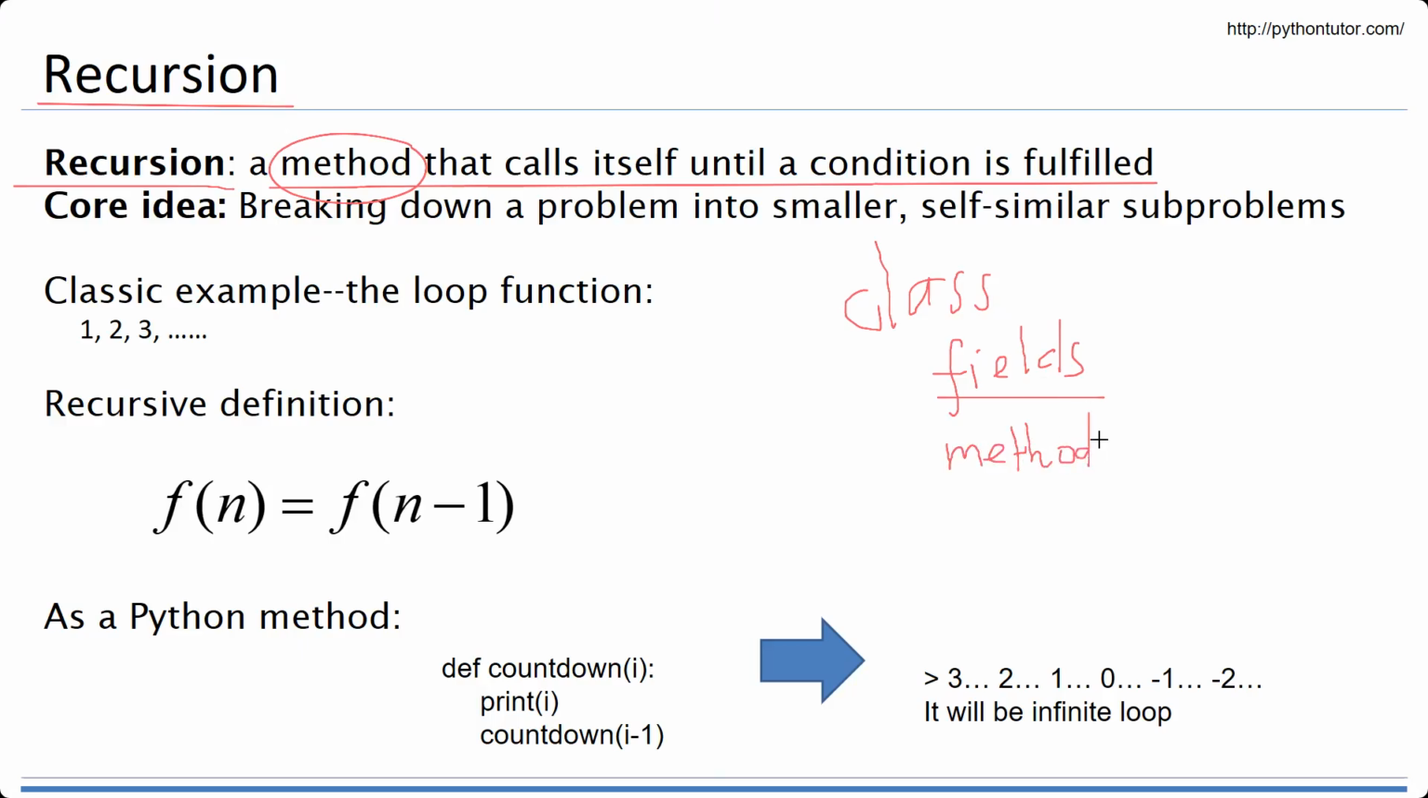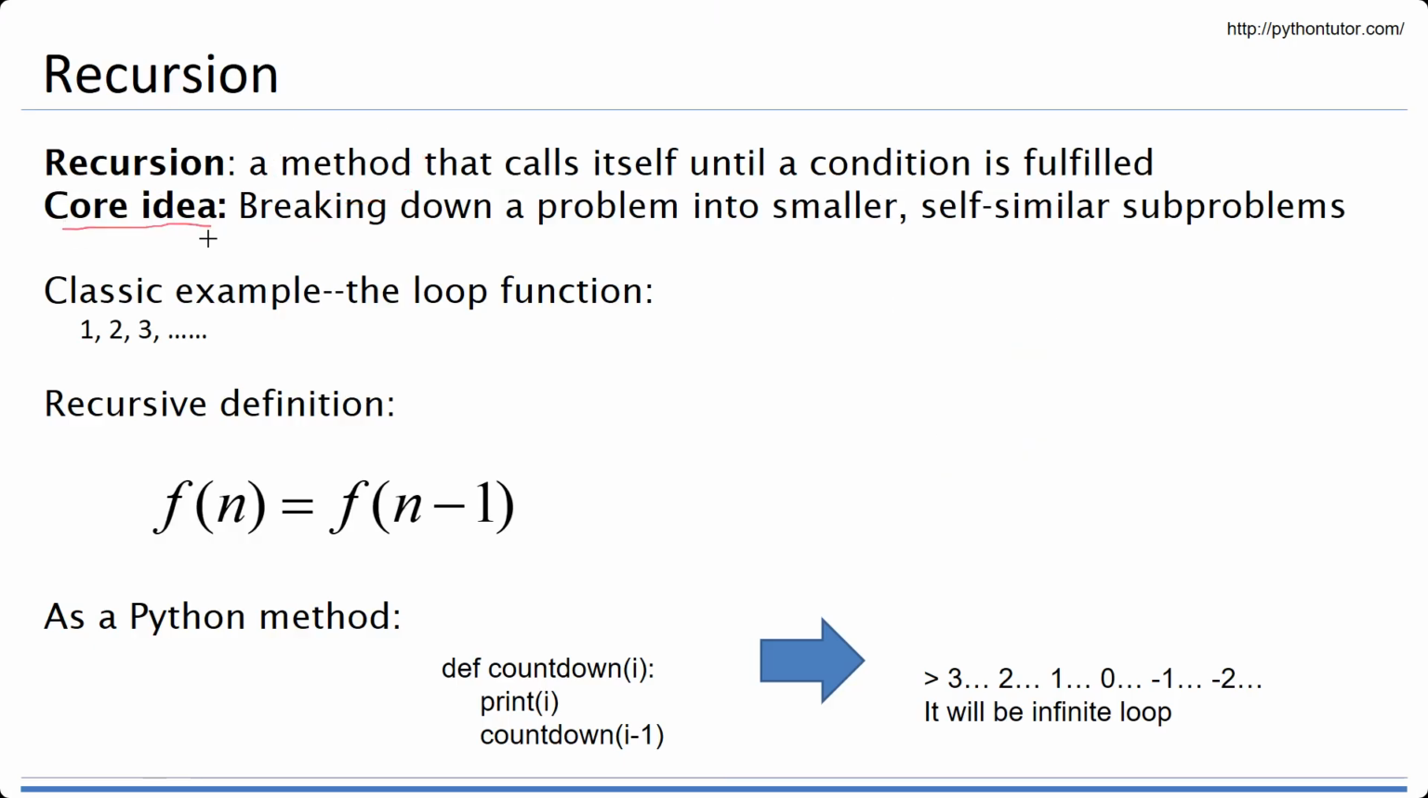The methods are the behavior of the class. For example, I want to get the name, get the user ID, get the birth date, etc. Or I want to set the name, set the age, etc. So the methods are a kind of function. Now, when we do recursion, it means we are using a method, and the method will call itself until the condition is fulfilled. The core idea is we are breaking down a problem into smaller, self-similar subproblems.